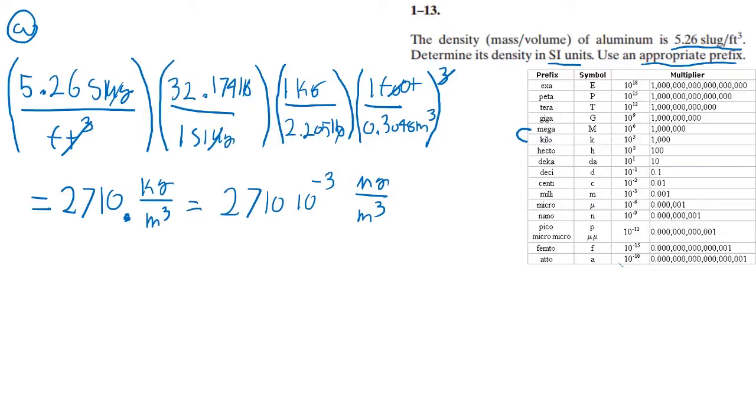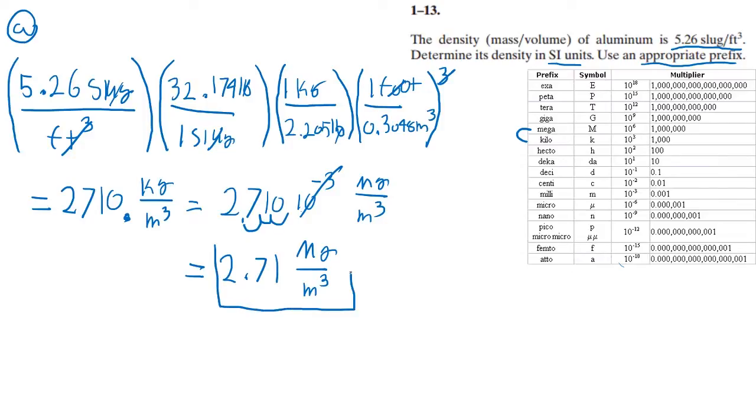And all I did there was take the difference of the kilogram and the megagram, and we're going to multiply by 10 to the negative third, which is also equal to moving the decimal to the left 3 spaces. Cross that out. 1, 2, 3. And then we get our final answer of 2.71 megagrams per meter cubed.